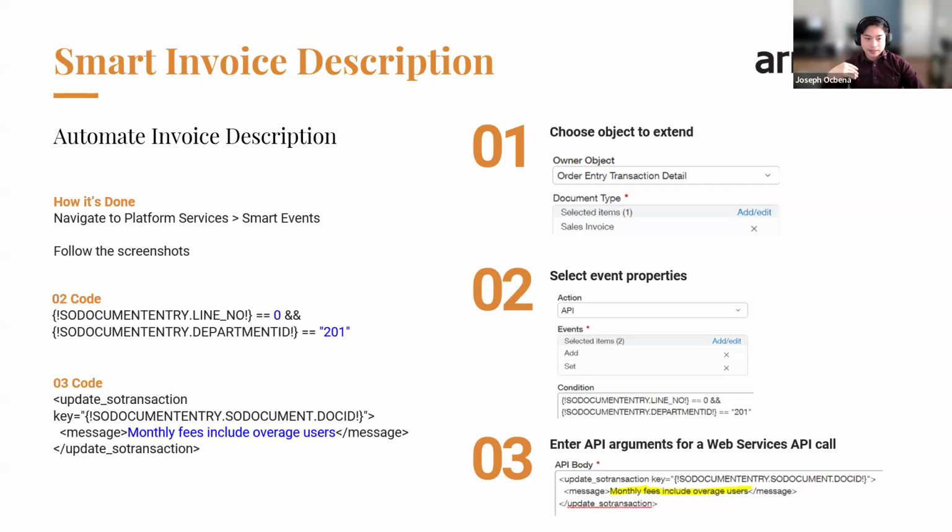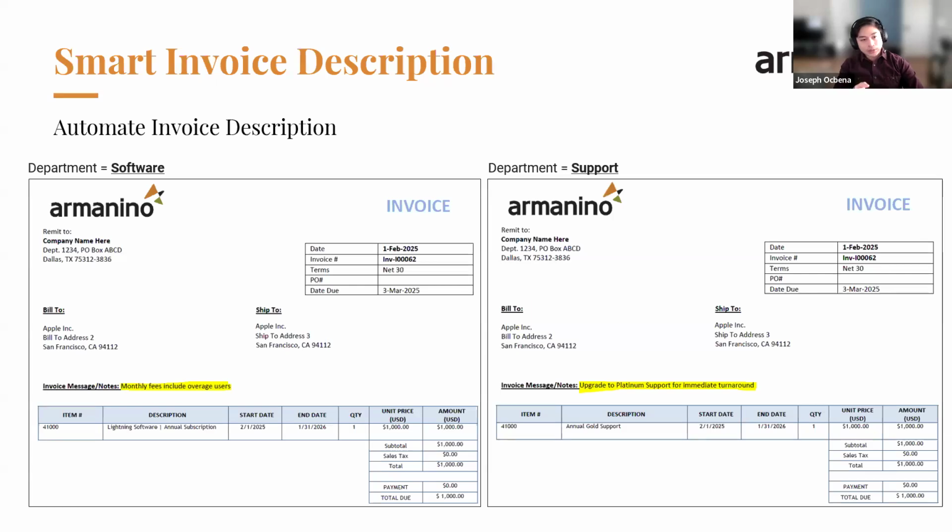Basically what we're seeing in here is that we're editing the header of the transaction, changing the message field in the invoice and saying, I want to hard key the words monthly fees include overage users. And what would happen is, if the department is software, so this is a screenshot of an invoice doc in Intacct, the message field would say monthly fees include overage users. But if the department is support, it would change it to upgrade to platinum support for immediate turnaround.